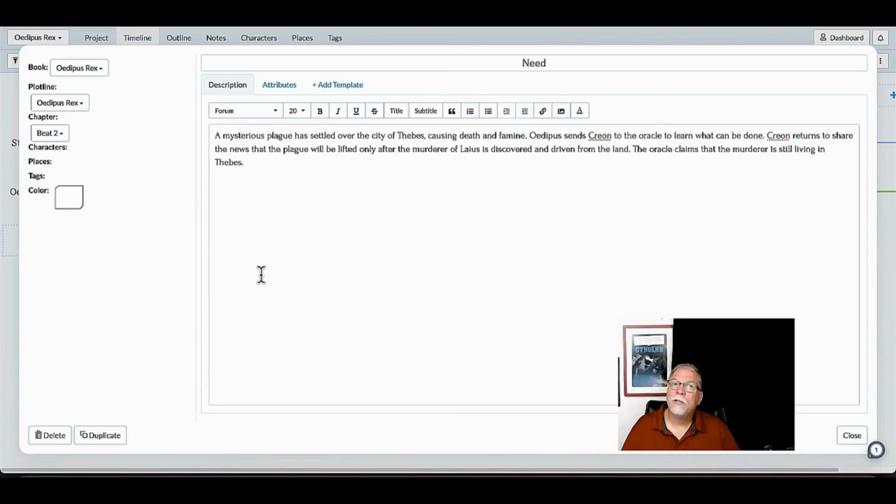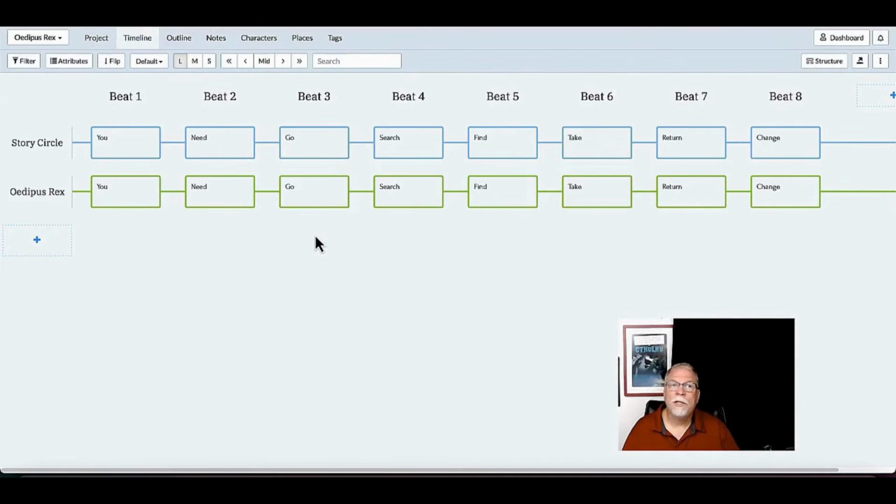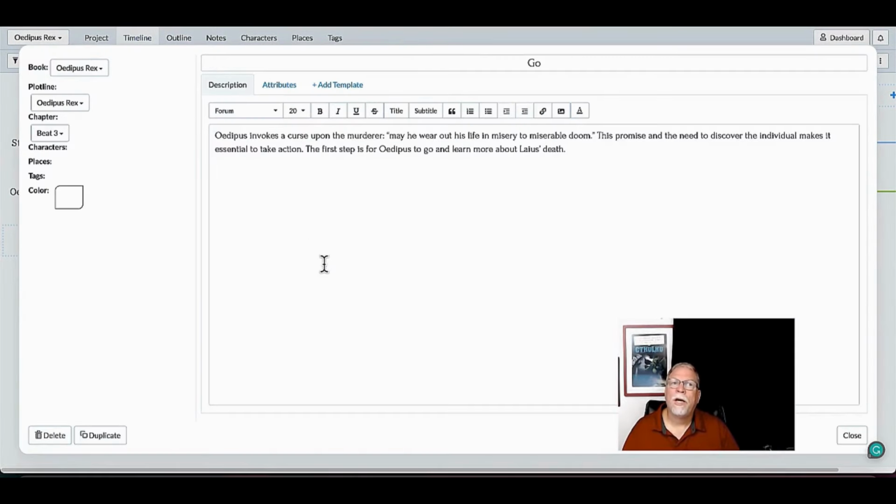Creon returns to share the news that the plague will be lifted only after the murderer of Laius the king is discovered and driven from the land. The oracle also claims that the murderer is still living in Thebes. Well, because he needs to lift the plague, Oedipus invokes a curse upon the murderer. He says, "May he wear out his life in misery to miserable doom." This, and the need to discover the individual who committed the murder, makes it essential for him to take action.